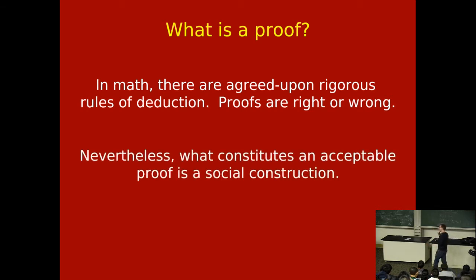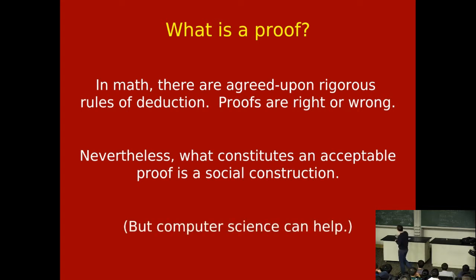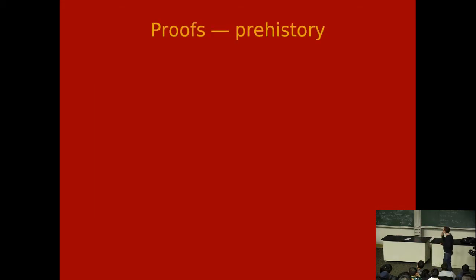But at the same time, as I'll try to explain a little bit in this lecture, what constitutes an acceptable proof is kind of a social construct. Like it's OK to say 1 plus 1 equals 2 is obvious if you're an undergraduate at Carnegie Mellon. Maybe not if you're a 3-year-old. You have to think about it a little bit. So we'll talk about this, because it comes up when you're trying to write a proof, for example, on your homework that convinces the TAs. In fact, computer science can help with some of these issues, and I'll talk about that also in this lecture.